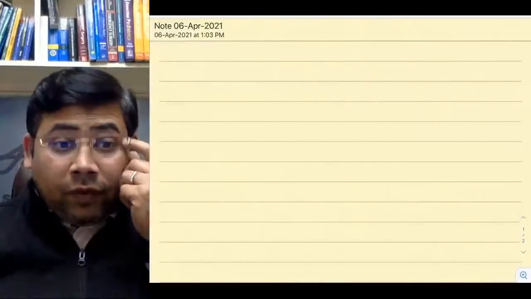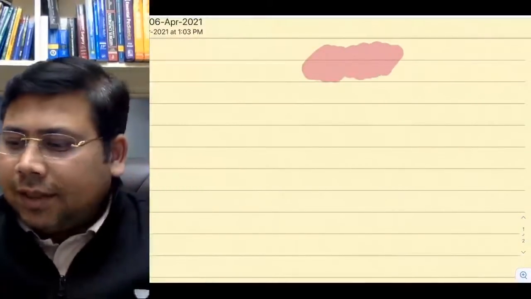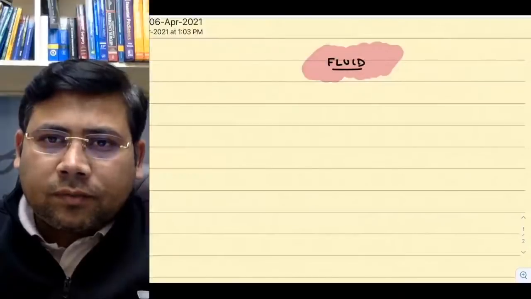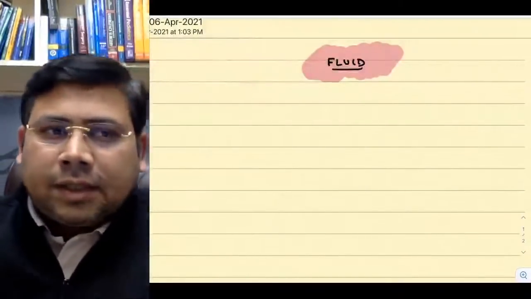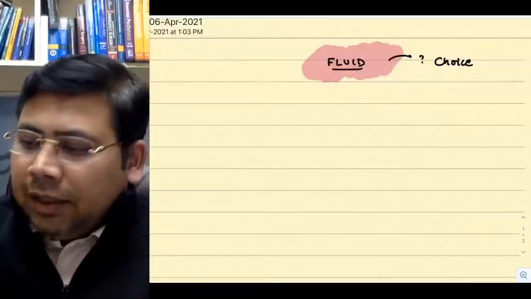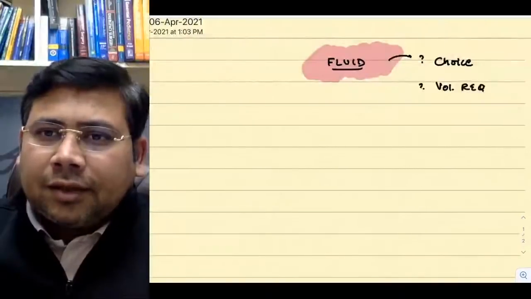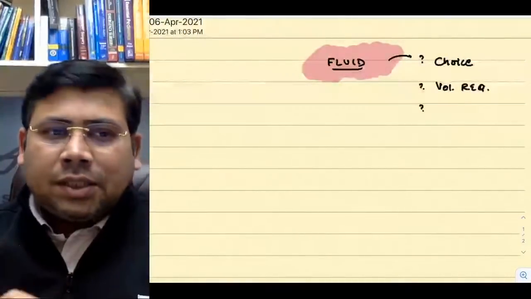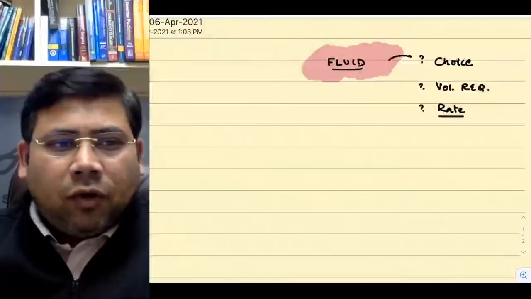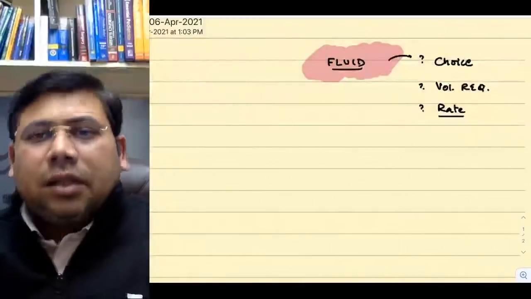Okay. So when we talk about the concept of fluid, why have I selected fluid? Because this is the last moment revision topic. So we all should be confident in this topic, fluids. Whenever we talk about fluids, the first thing that we should know is the choice of fluid. The second thing is the volume requirement of the fluid. And the third thing is the concept of rate for fluids. So choice, volume requirement and rate, they are the three very important things that we have.